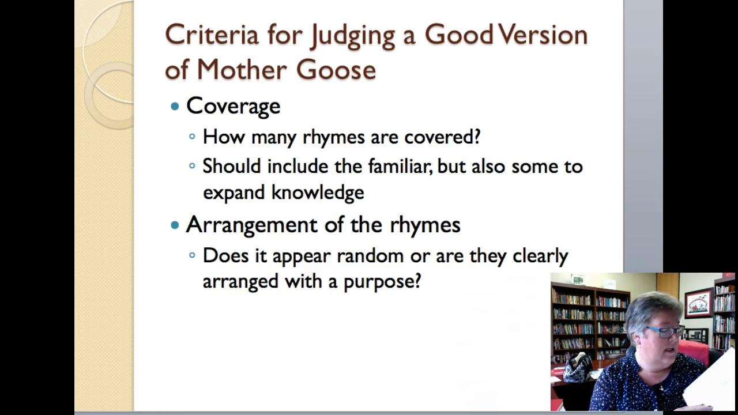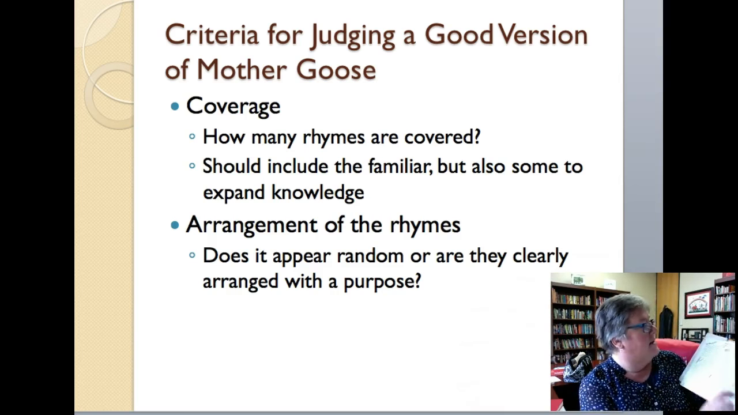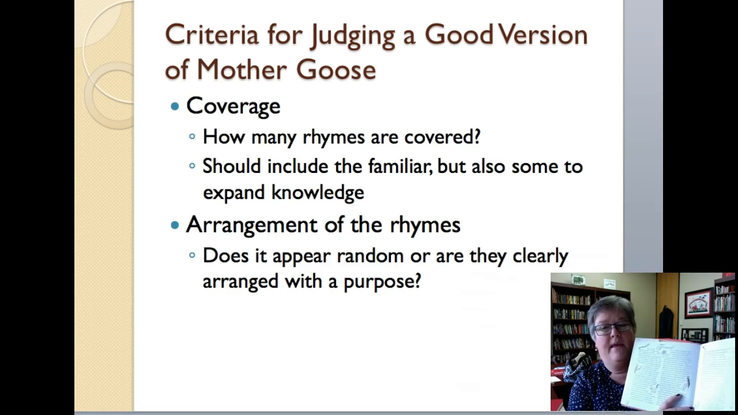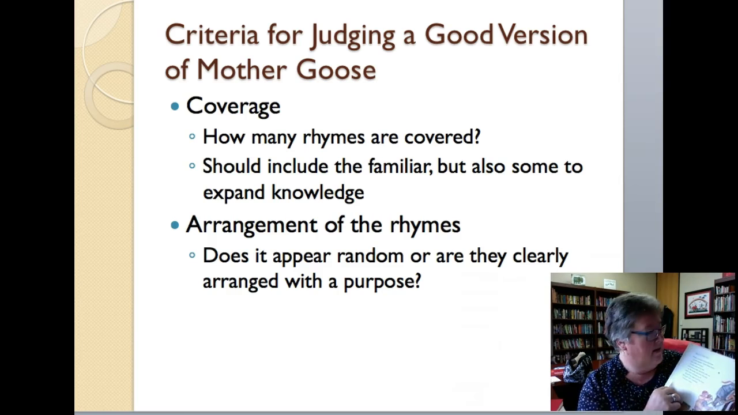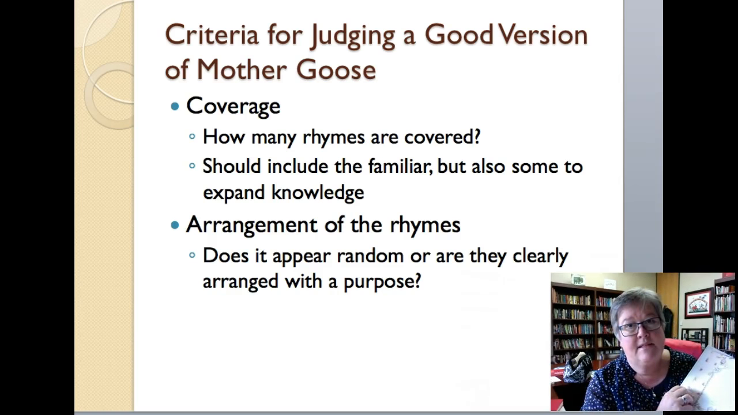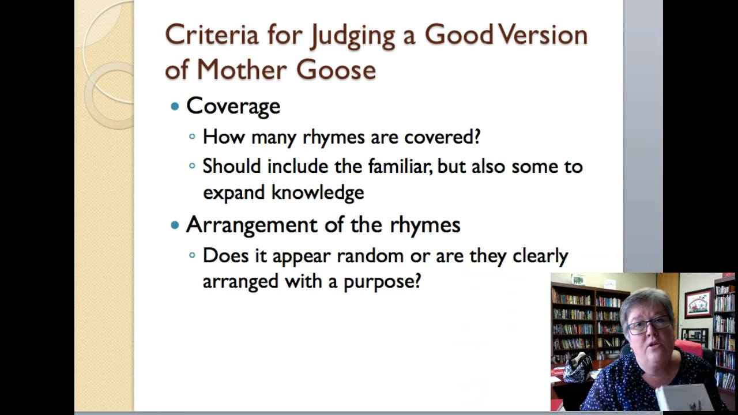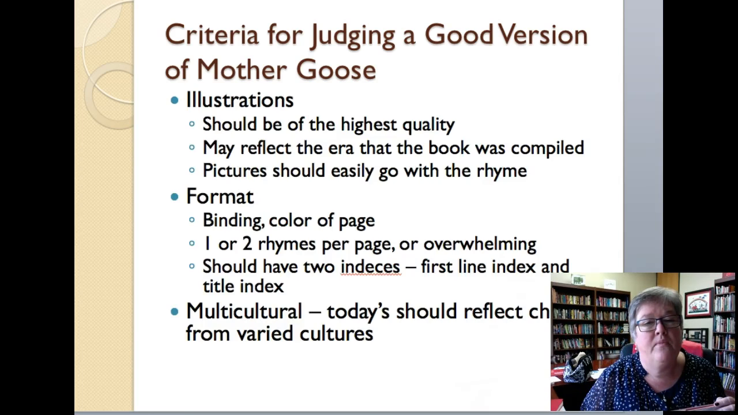Okay? Another thing you want to pay attention to is the arrangement of the rhymes. You want to look and see, do the rhymes appear randomly or are they arranged with some sort of order? So for example, this one starts off, there's no table of contents. It starts off with a foreword, and then it begins with rhymes, generally one to a page. So this one, it's kind of hard to tell whether or not the poems are arranged with a purpose or not. You'd have to make some inferences in order to figure that out. But generally, you can look at the table of contents to see if there is an organizational scheme used.